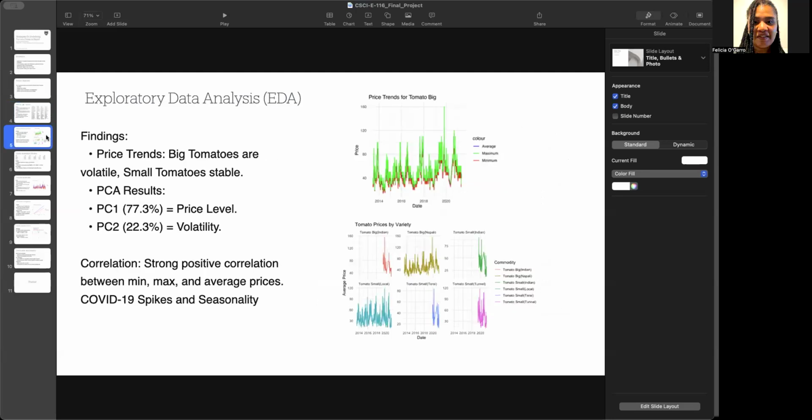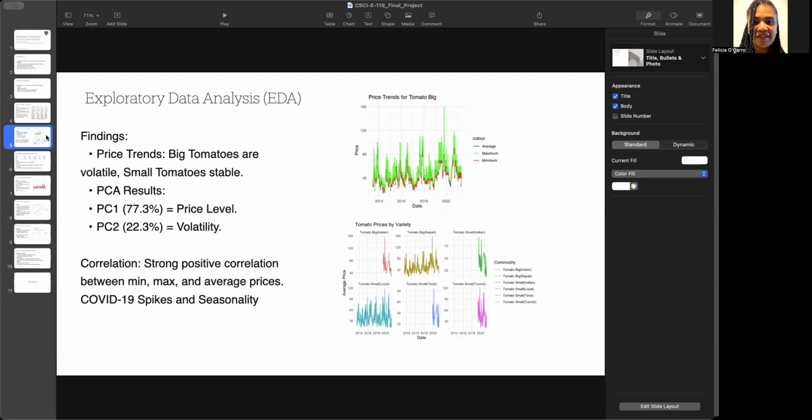As I mentioned, I worked on a number of different tasks. Digging a little bit deeper into my exploratory data analysis, some of my findings were price trends. Big tomatoes are volatile. Small tomatoes are stable as far as the prices.